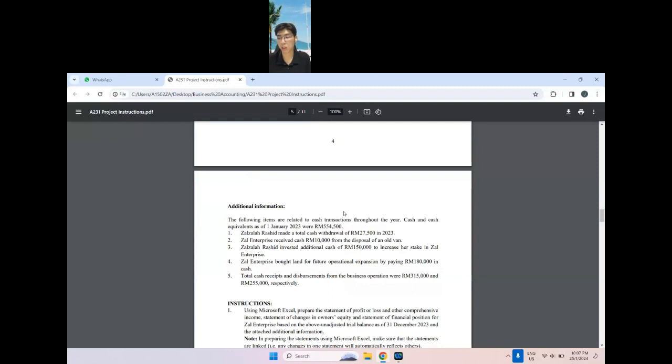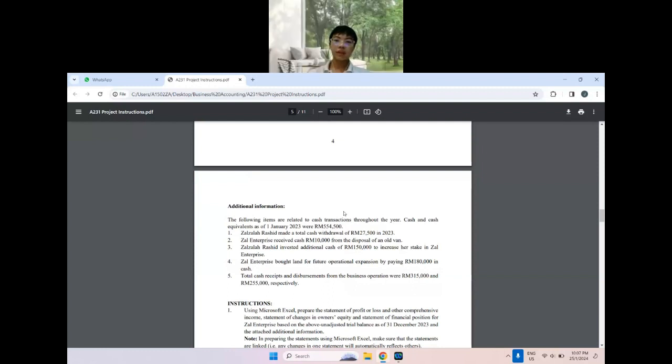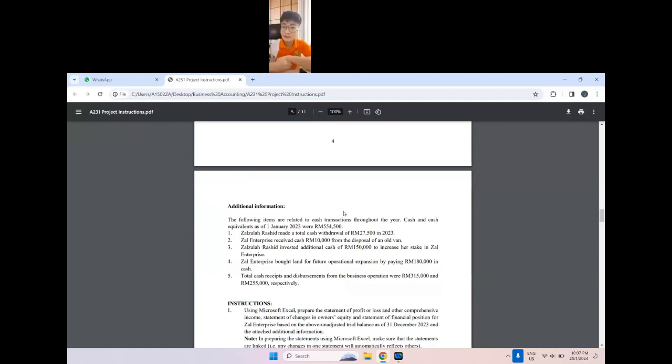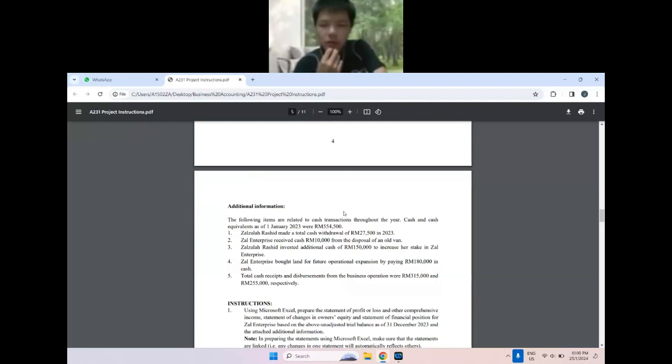Okay, we proceed to the next information. Zal Enterprise bought land by paying 180,000. Obviously, the asset will increase by 180,000 and the cash will decrease by 180,000. Do you guys agree with me? Yes, we agree with you, that's correct.